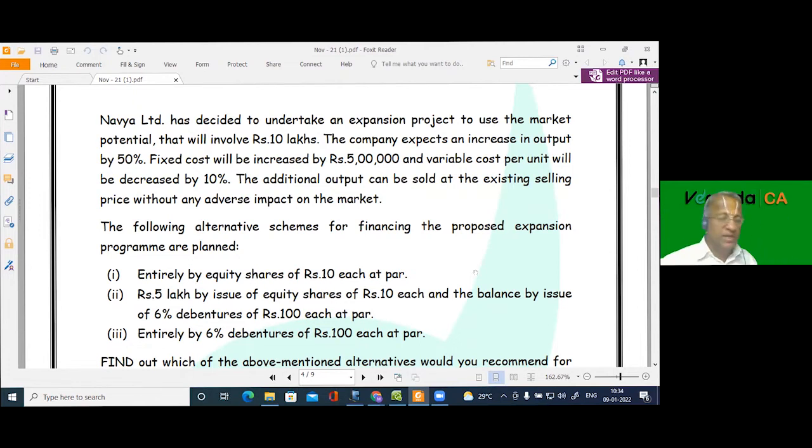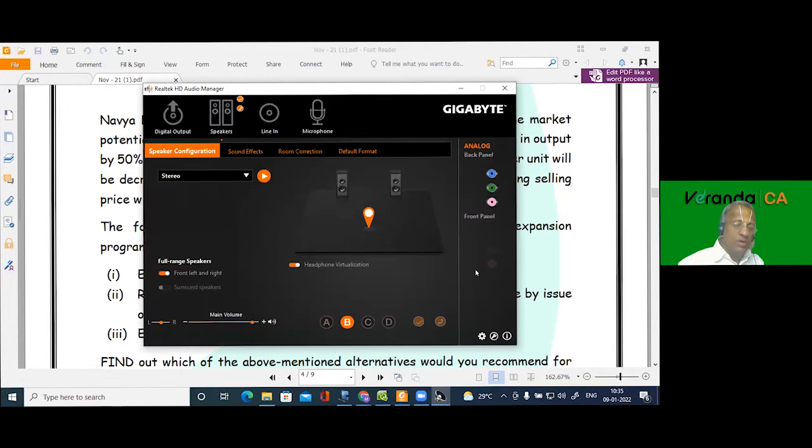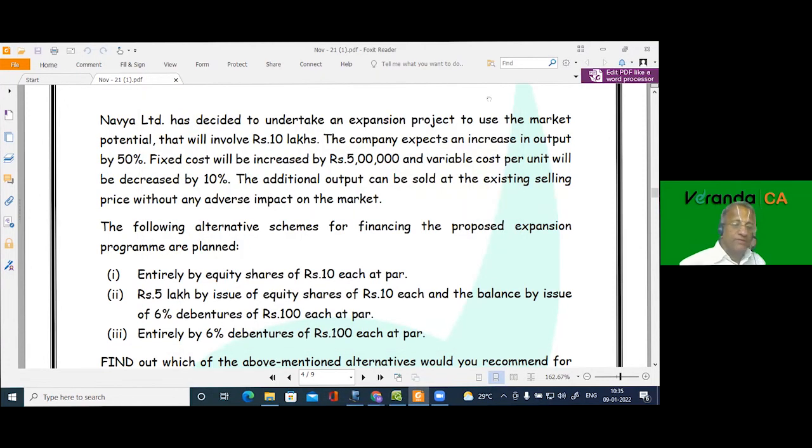The company expects an increase in output by 50%. Fixed cost will go up by 5 lakhs. Variable cost will be down by 10%. Additional output can be sold at the existing selling price without any adverse impact in the market. That means it is not price sensitive; the same price, increase in quantity is possible. So the constraint is only the supply.